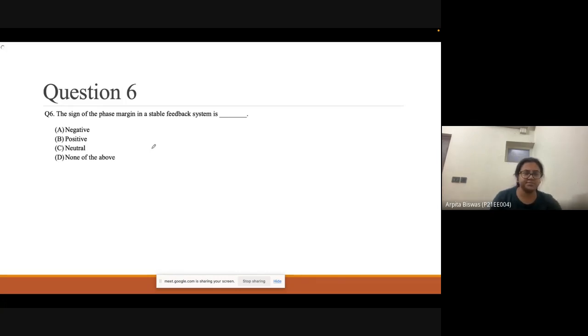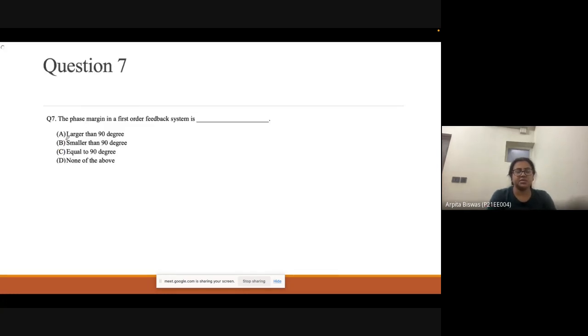What is the right answer? In a stable feedback system, the sign of phase margin. So the right option is option B. So next move over to question number 7.